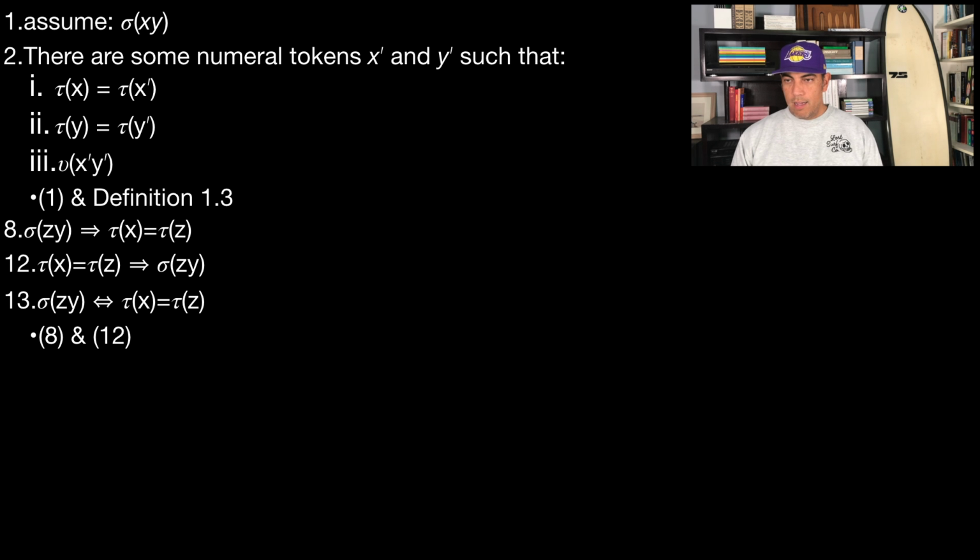Let's go ahead and take the fruits of our labors. We've got the double arrow, right? 8 and 12 show that the arrow goes both ways, so we write that down. And now look at number 1, we assumed that sigma xy, and then in 13 we've shown that sigma zy if and only if tau of x equals tau of z. That means we've proved what we wanted to prove. Exercise 1.1 complete.